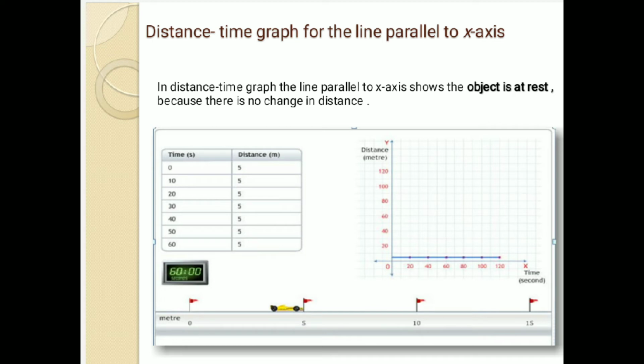Next, in the distance time graph there are three types. One is uniform motion, the other is non-uniform motion, and the third is the line parallel to the x-axis, which indicates the object is at rest. So a straight line indicates uniform motion, a curved line indicates non-uniform motion, and the line parallel to the x-axis indicates the object is at rest.